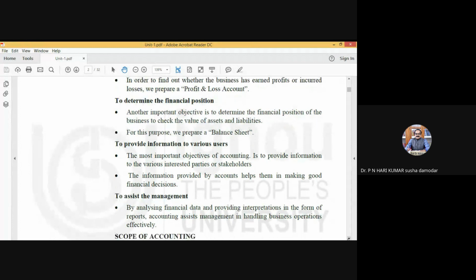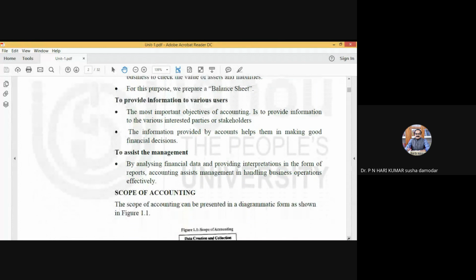Then, to assist management, as I have already mentioned, accounting is a language in which different information is communicated. Such information shall be used by the manager for taking rational decisions. Next head, scope of accounting.